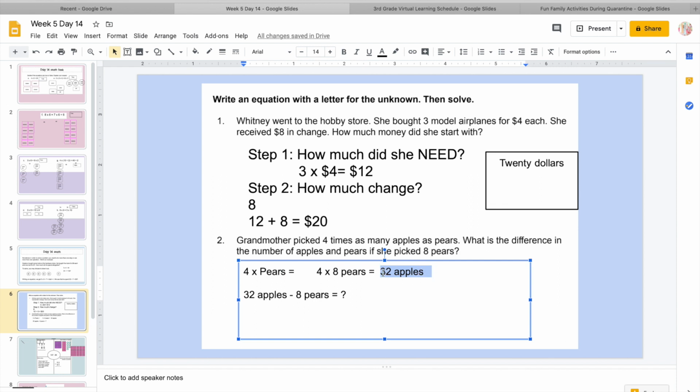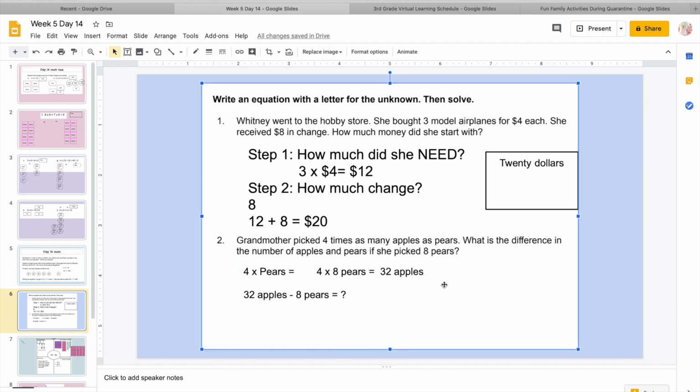So I'm going to bring these 32 apples down here, and it says, what is the difference in the number of apples and pears? So I know that keyword difference, if I were using my keyword chart on my desk. I know difference means I'm going to subtract in the number of apples and pears. So I know she picked 32 apples minus how many pears did she pick?